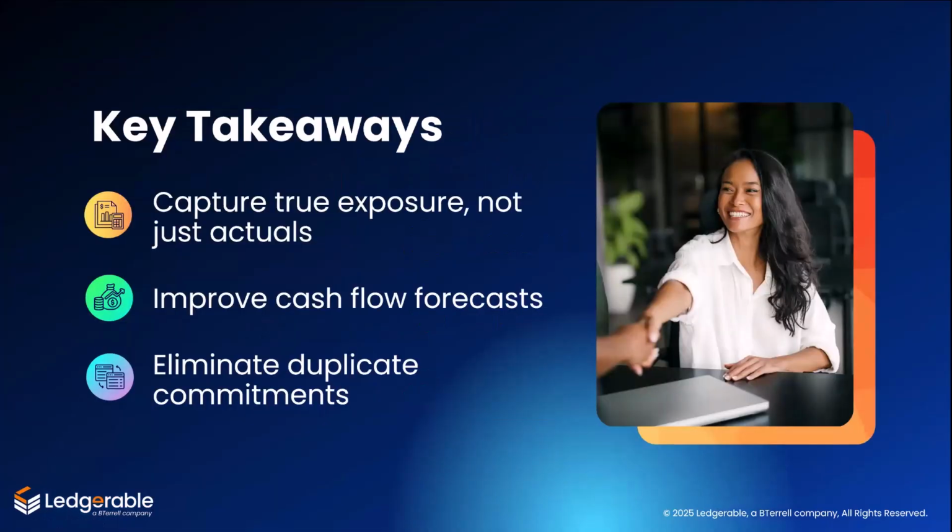To sum up, committed cost tracking ensures that you're managing the whole picture, not just what's already been billed. It gives project managers, finance, and executives the confidence that every dollar is accounted for. Think of it this way. The job cost variance tells you where you are, the WIP tells you how much you have earned, and committed cost tells you what's already been spoken for in the future.